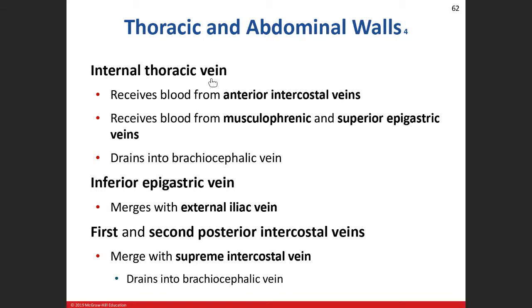Keep in mind that these blood vessels are going to be found on the front part. It's going to be on either side of the sternum. So it's going to be more on the front anterior portion of your thorax here. Since this is in the front, the internal thoracic vein is going to receive its blood supply from the anterior intercostal veins, because you have anterior intercostal veins and posterior intercostal veins. The internal thoracic vein is more towards the front, so it's going to receive its blood supply from the anterior.